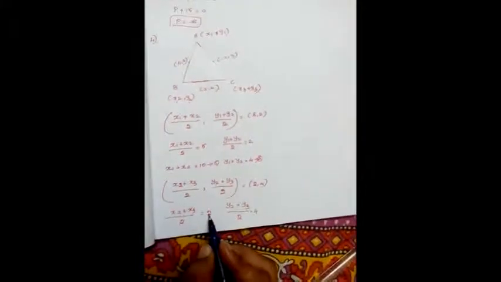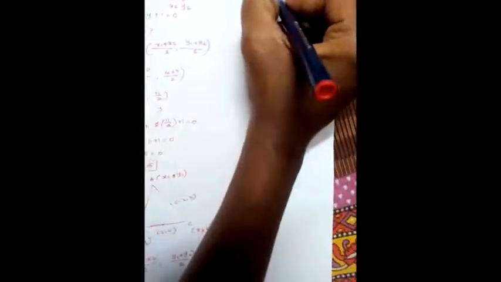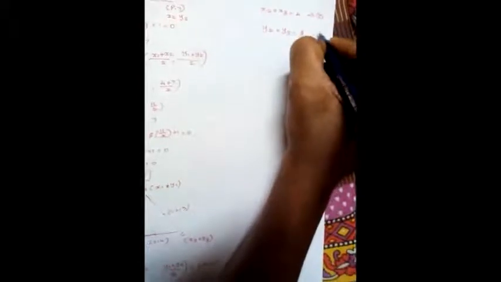Now 2 is on the opposite side of the multiplication, in both. Now the equations are x2 plus x3 is equal to 4 and y2 plus y3 is equal to 8. This is the third and fourth equation. And what is the next equation? The midpoint formula from the triangle.